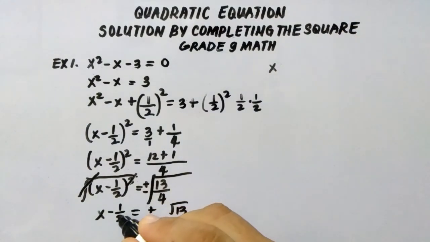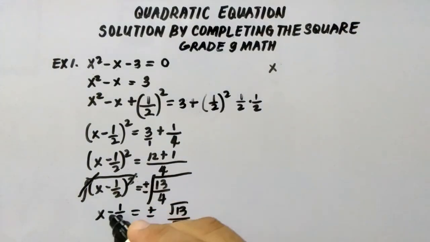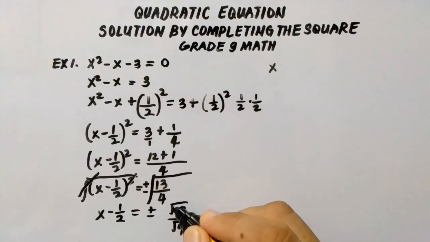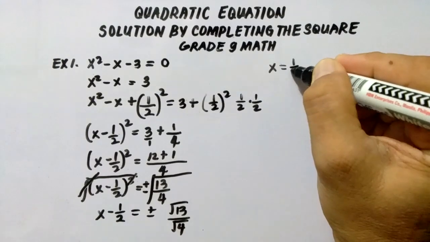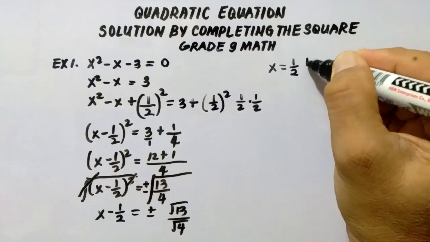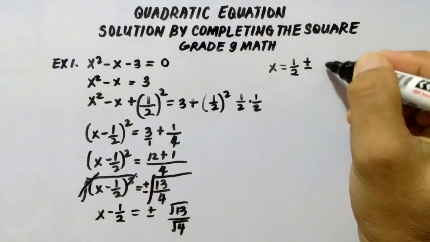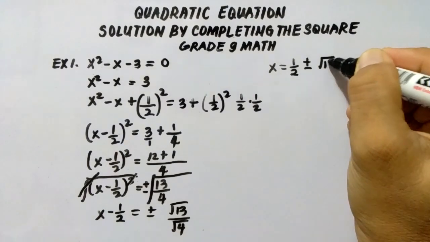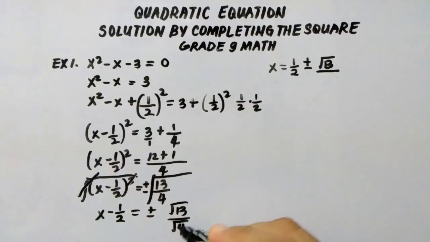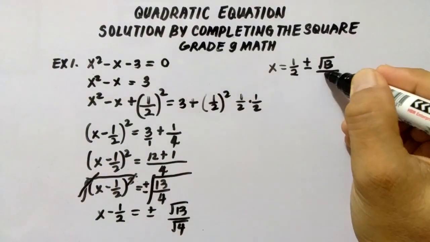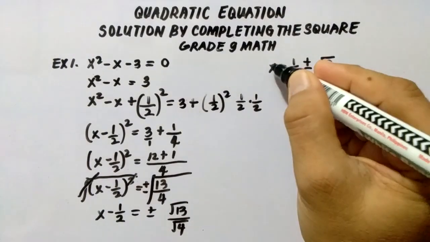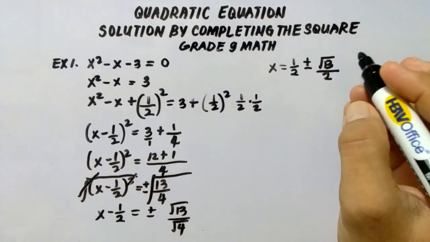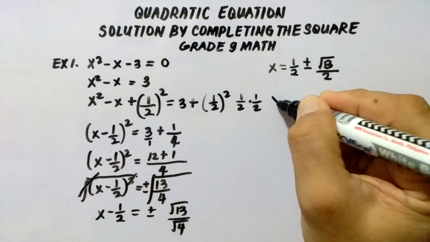Okay, so i-transpose po natin itong negative 1/2 dito sa right side. So, negative 1/2 becomes positive 1/2. So, equals, positive na po siya, no? 1/2, positive, negative. So, square root of 13 over, so perfect square po yung 4. So, magiging 2 na lang po yan. Okay? So, we can solve na for x of 1. Okay, so pwede na po nating isolve, no?